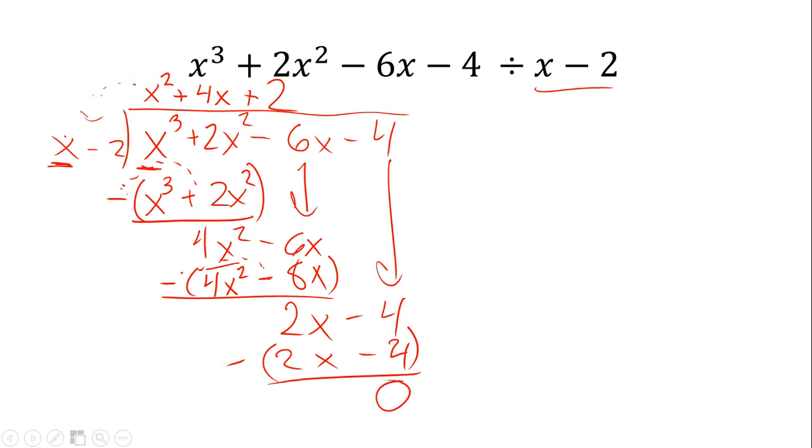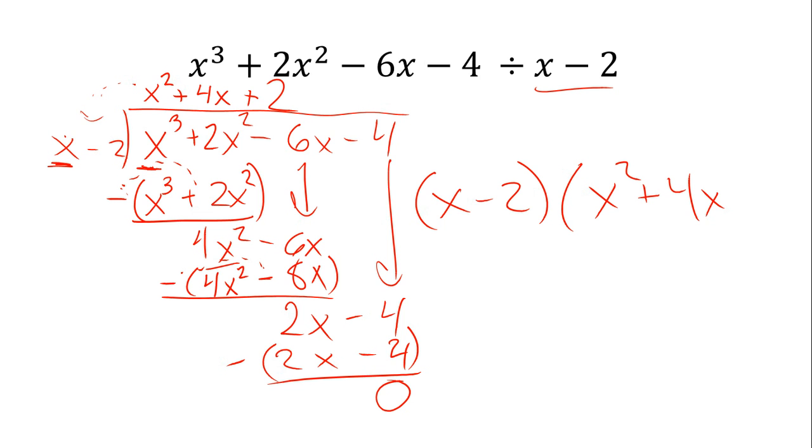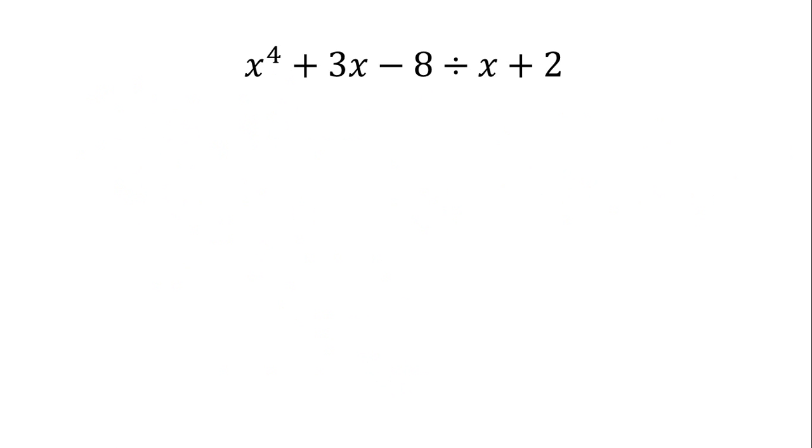All right. Now, since we got a 0 at the end, that means that this is a factor of the larger polynomial. So you could write this as x minus 2 times x squared plus 4x plus 2. And if you were to multiply this back out, you'll get the original. All right. So that's long division. Now let's look at another example.